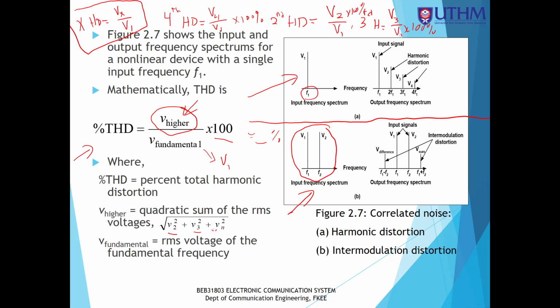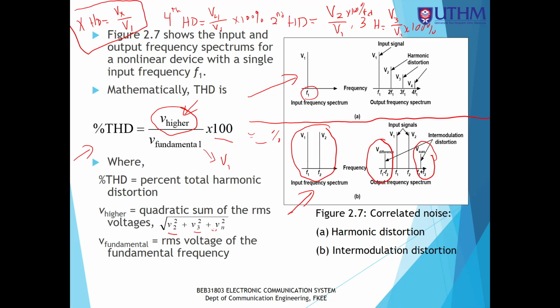Okay, so what is the unwanted sum and difference? So unwanted sum is this one, and this is unwanted difference. Unwanted means that frequency spectrum yang kita tidak inginkan, kita tidak perlukan dia. Dia boleh mengganggu kita punya signal yang dihantar.